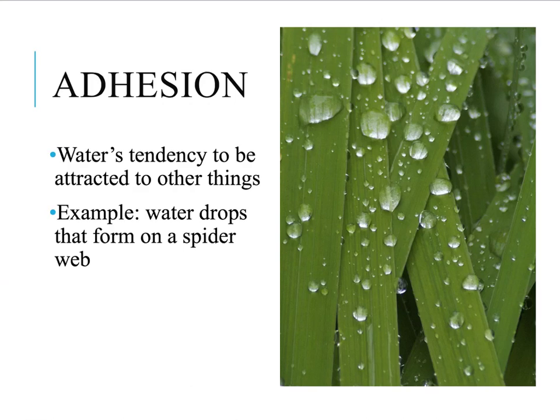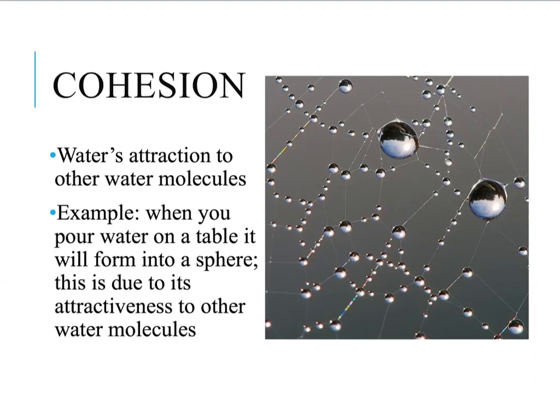First property of water is adhesion, and adhesion is just water's tendency to be attracted to other things. So it's like the word adhesive. It just means that it is able to stick to other things like spider webs, or like we can see here, it's kind of stuck to blades of grass. That's adhesion.